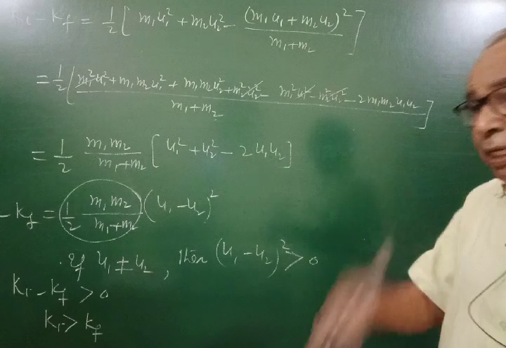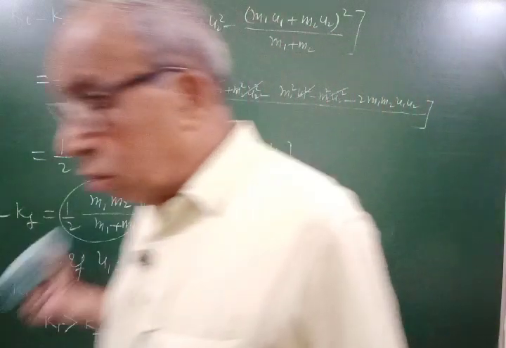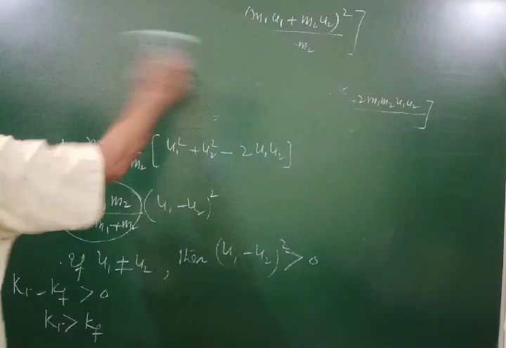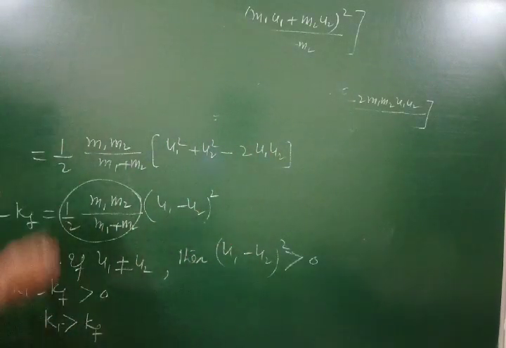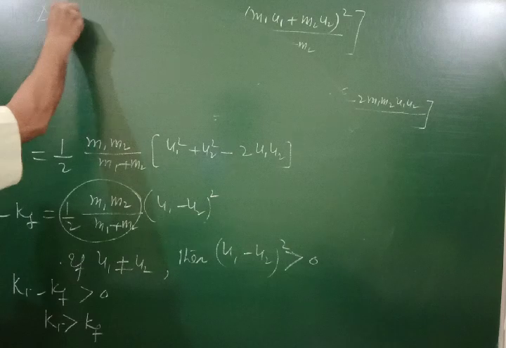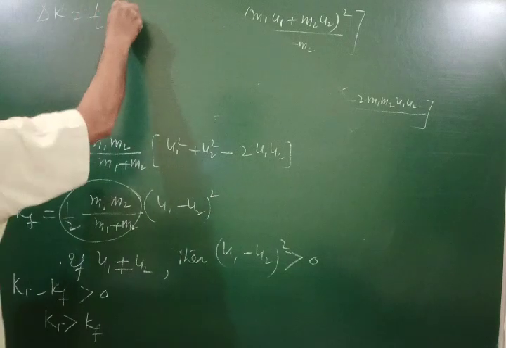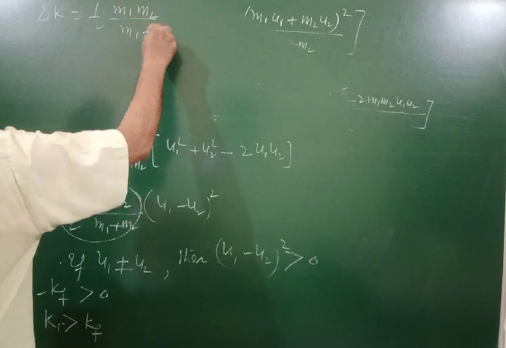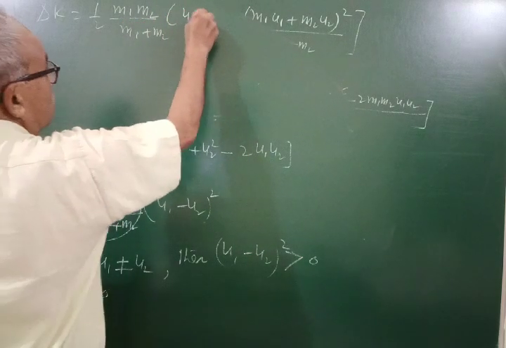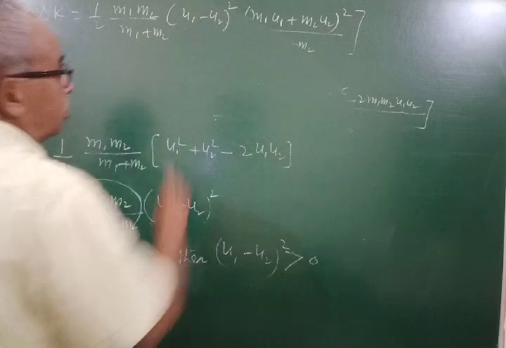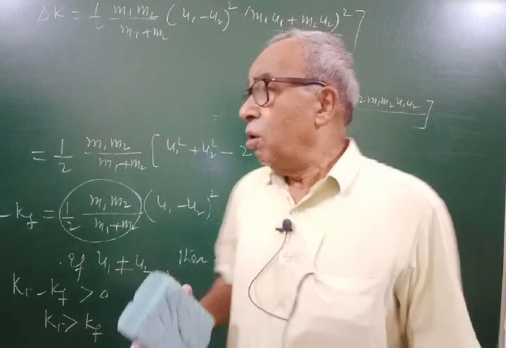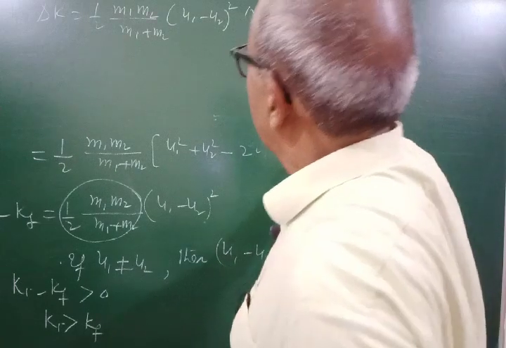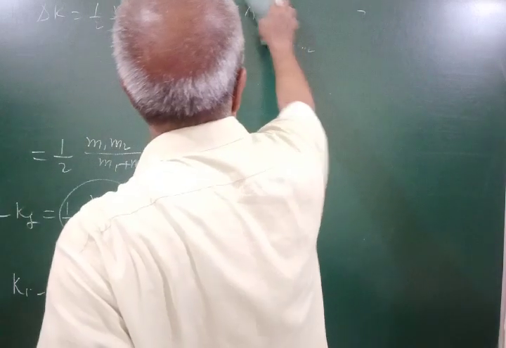The loss of energy there. Some people don't treat it this way. They ask the question the other way also. But remember, dear student, this expression, loss of kinetic energy, half m1 m2 upon m1 plus m2 into u1 minus u2 whole square. This type of expression you will be getting at many places.